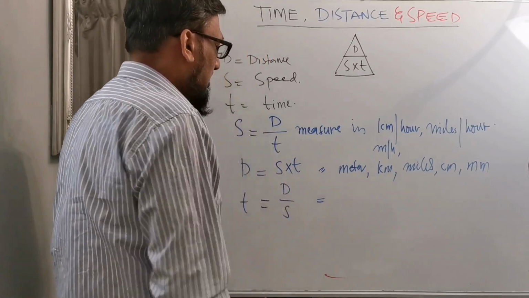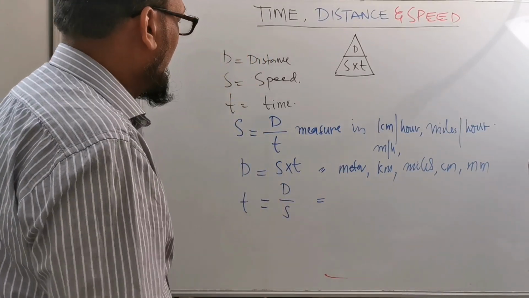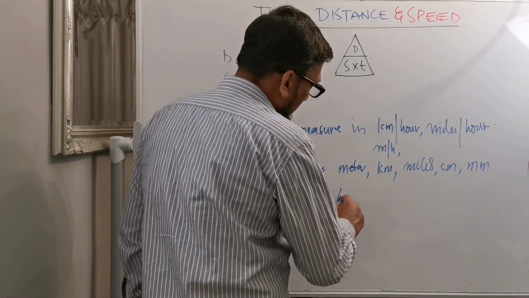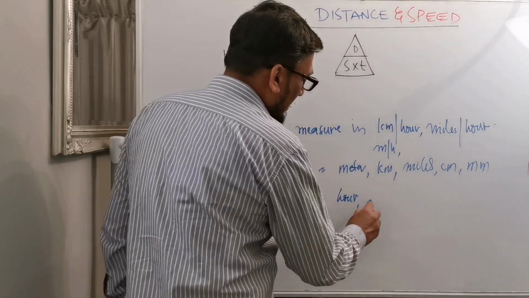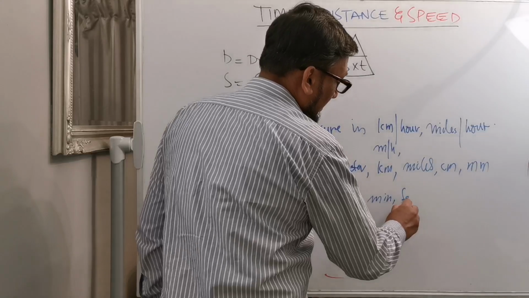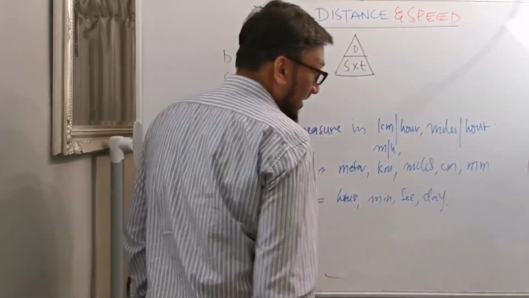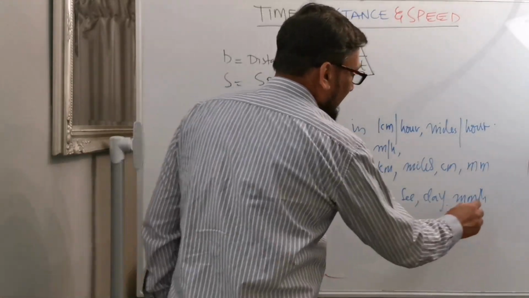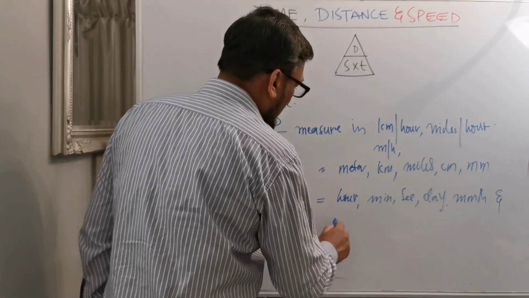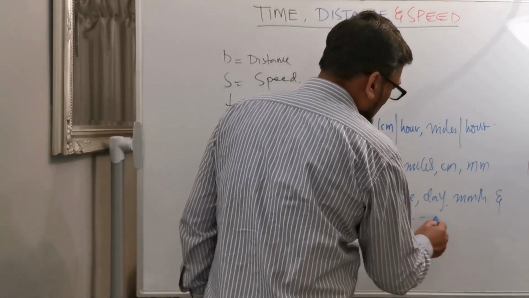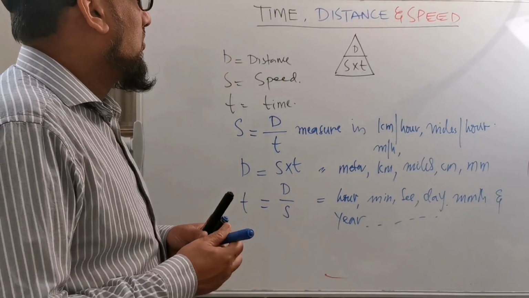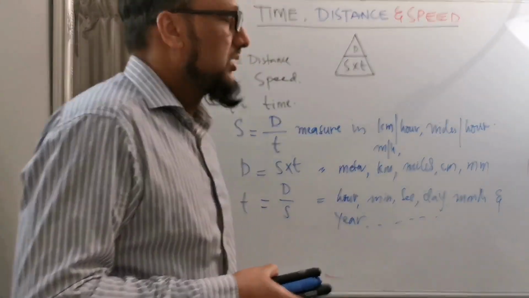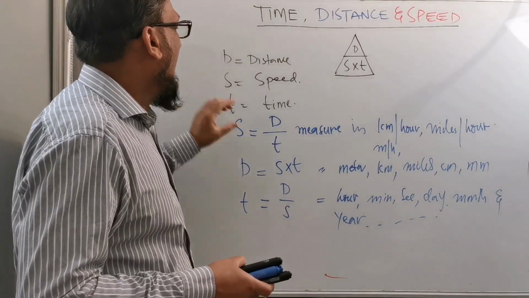And T for time. Time can be measured in hour, minutes, second, day, month and year and also others. So this is the way we work out the distance, speed and time.